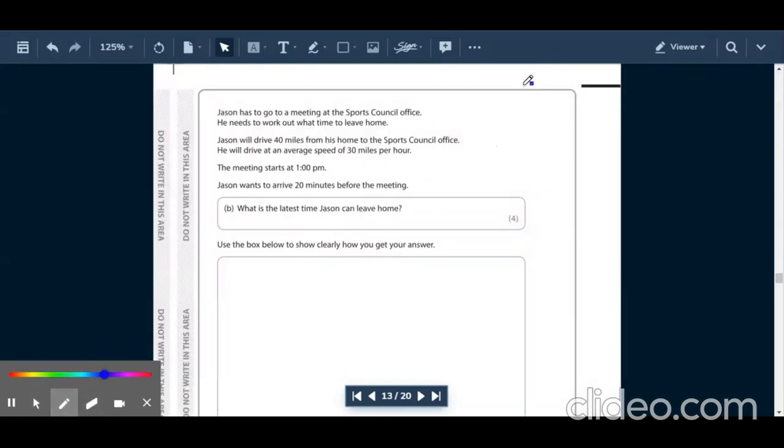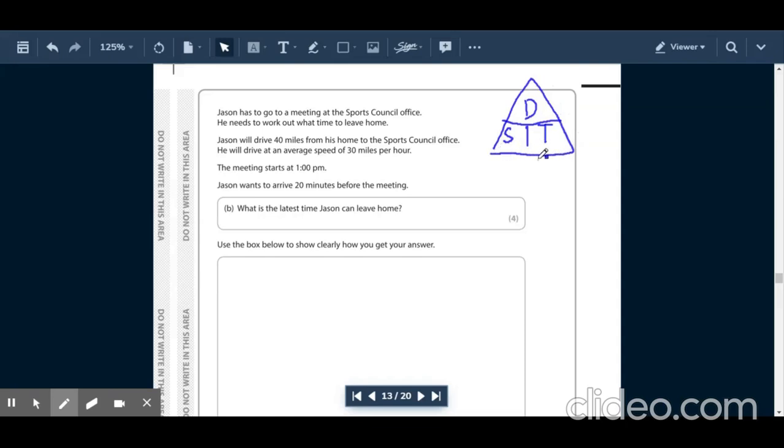All right, so next question is a speed, distance, time question. So speed, distance, time. And this is my triangle. Remember, if I want to find the distance, I just cover it up. So distance would be speed times time, and I can do that for each one.